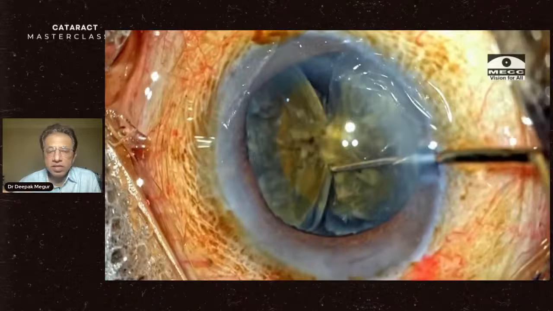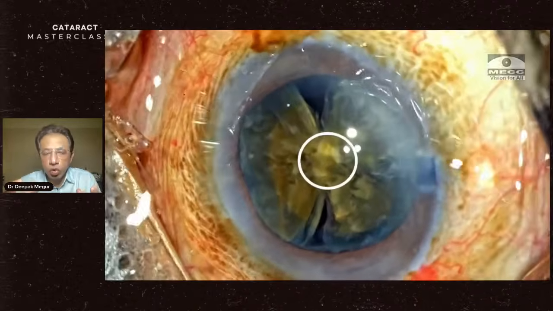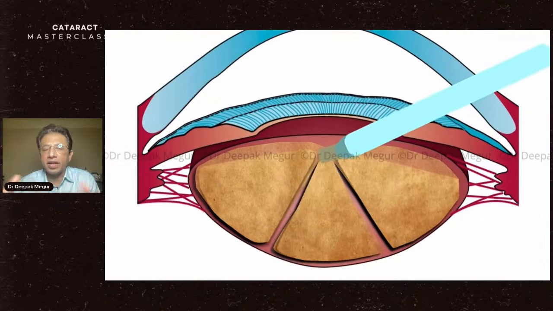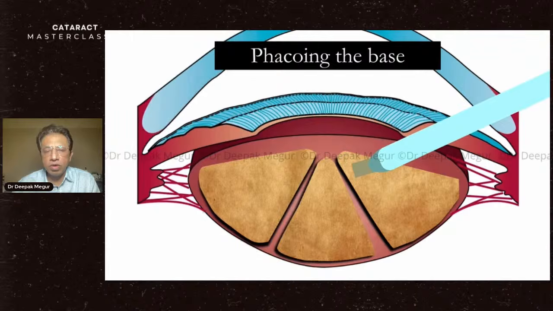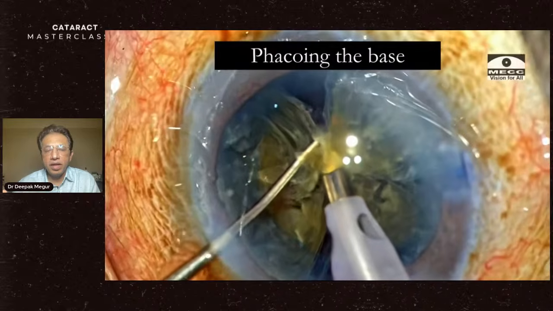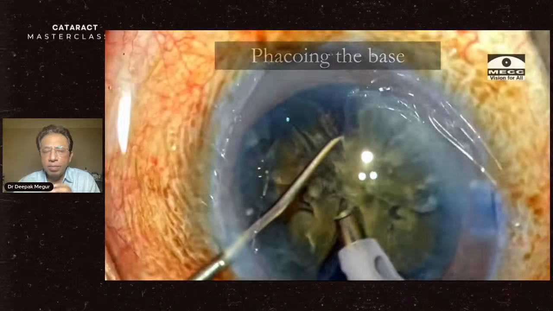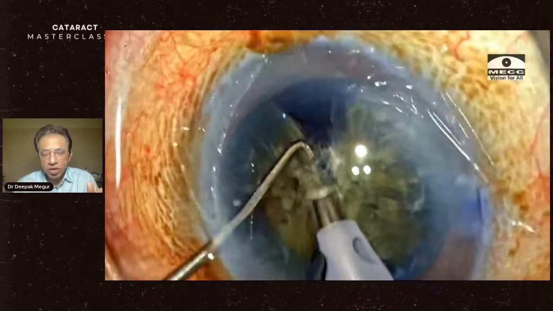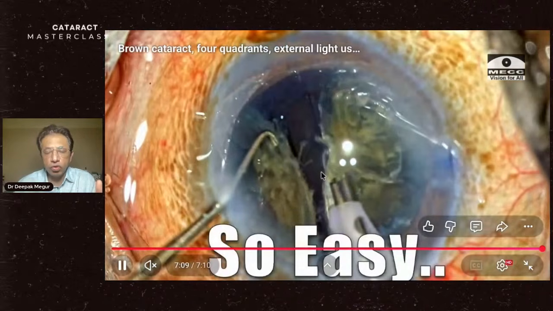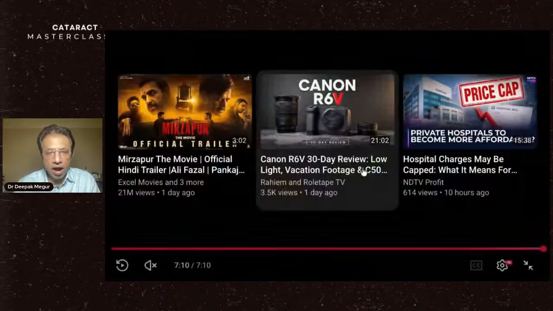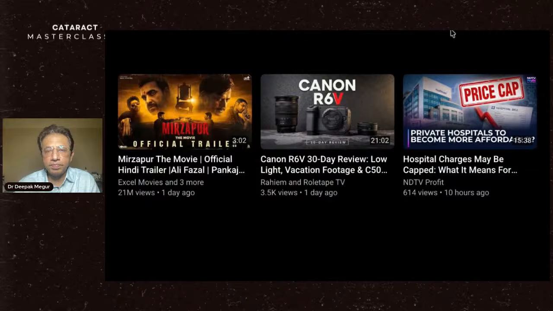Now this bridge which is holding all the fragments is directly accessible. Just give a small burst of phaco and it's all done. That's it. So you don't have to do any mechanical struggling. So this is what you should do when you're doing your hard cataract. I think that would be the message with this presentation. And if you have any questions on this, we can take them, or I'll go to the next case.